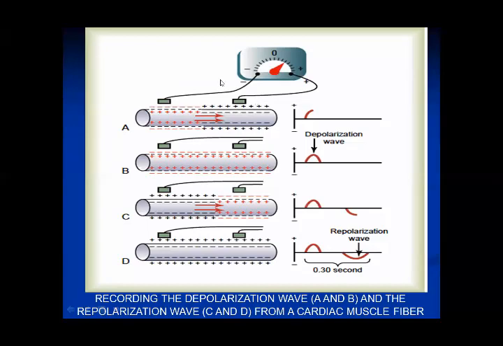Now, when we place this negative electrode on the outside of this muscle fiber, in the negative electric potential field, and we place the positive electrode in the positive electric potential field, there is a deflection on the voltmeter, and there is a deflection on this diagram in the positive.